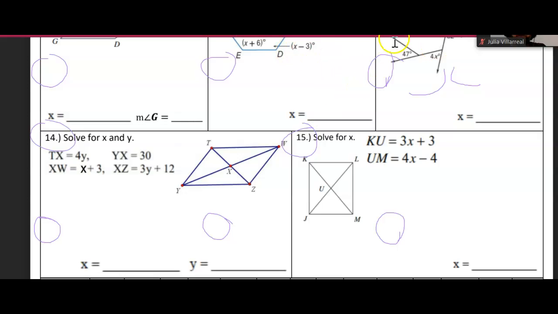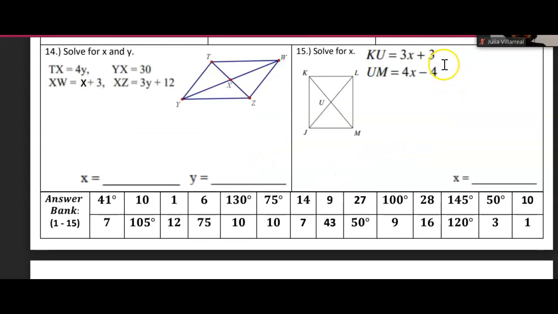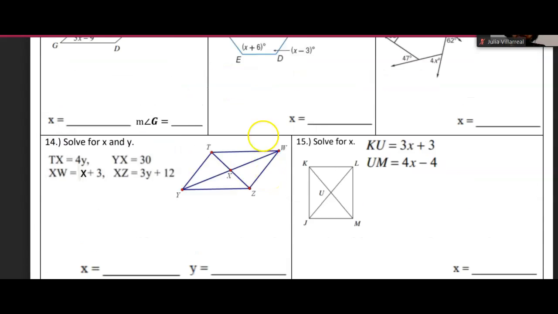All right, so go ahead and start on that. And you can email me your answers, okay? But this is a grade, so make sure that you work on this. On the bottom of here are some answer choices, so your answers should be in here.